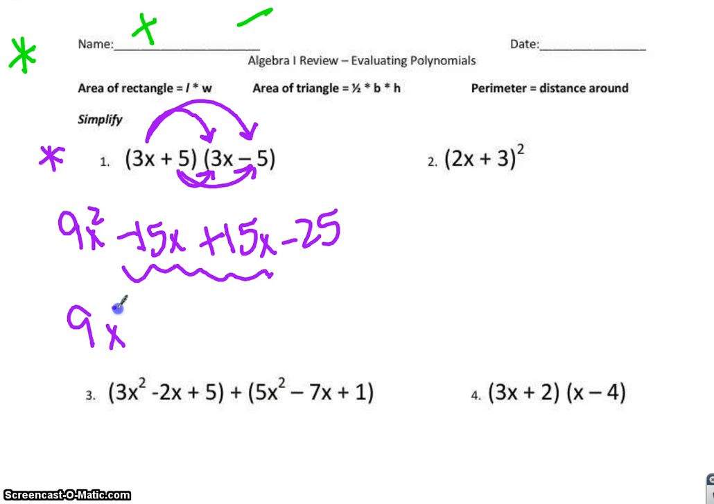So bring down your 9x squared. Negative 15 plus 15 is 0. This means your x's cancel. They go away. There is no x in the answer. Bring down your minus 25 and you're done.